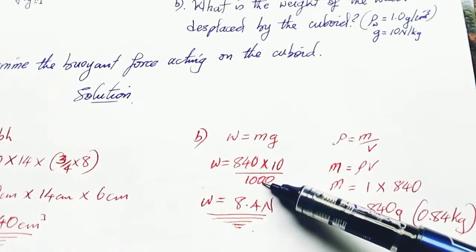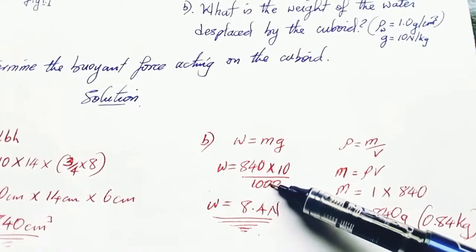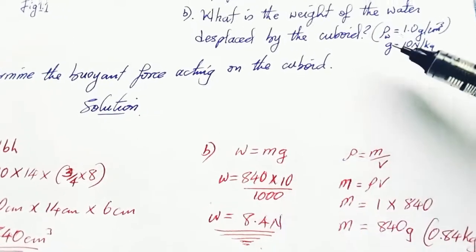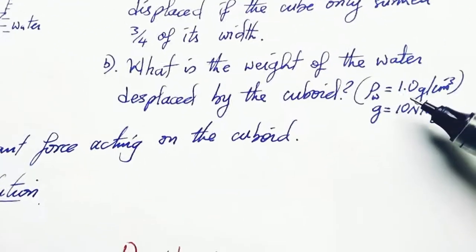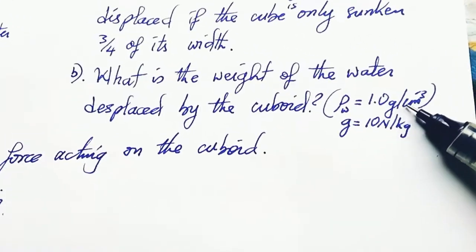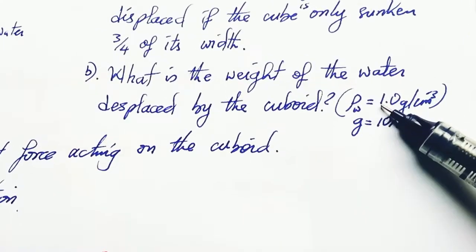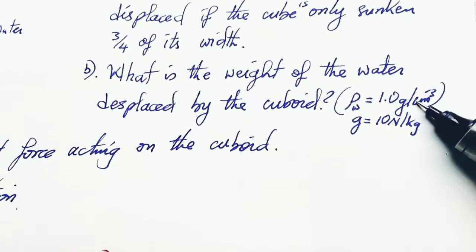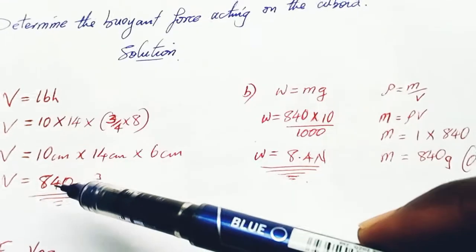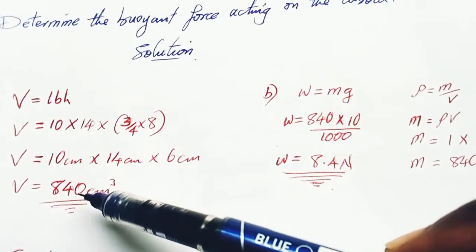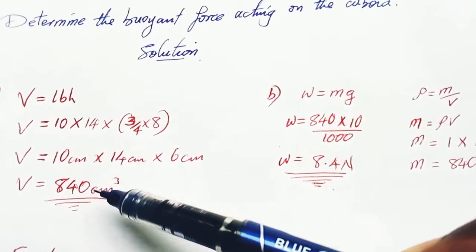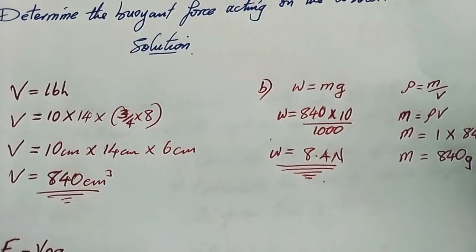Okay, so the mass of the displaced water is equal to its volume. When you look at this density here, the density of water is 1 gram per 1 cubic centimeter, meaning 1 cubic centimeter has a mass of 1 gram. So if the amount of water displaced is 840 cubic centimeters, it means the mass of this water is actually 840 grams. So if I have to convert it to kgs, I have to divide it by 1000, because 1 kg is equal to 1000 grams.